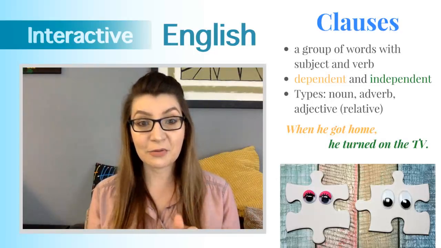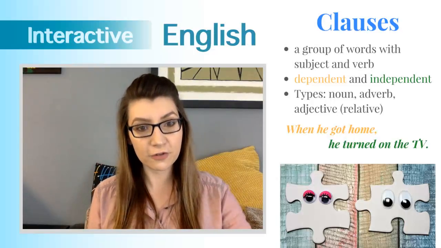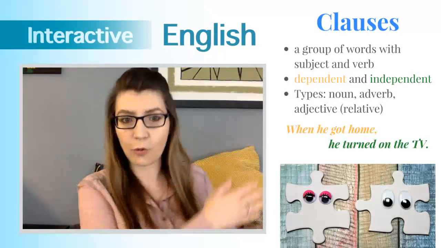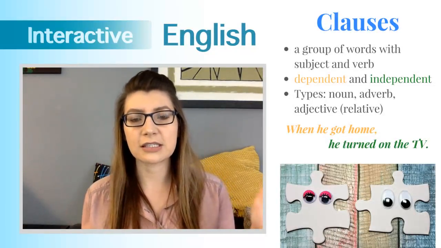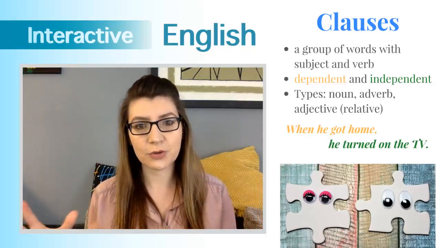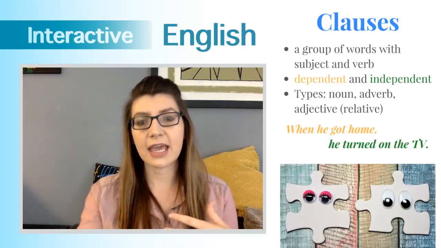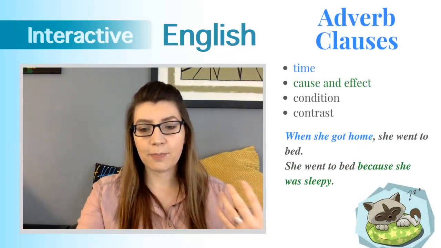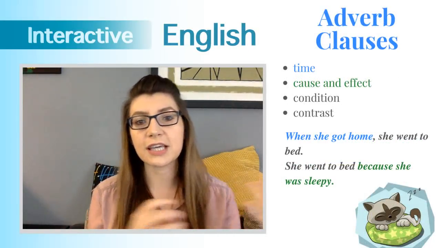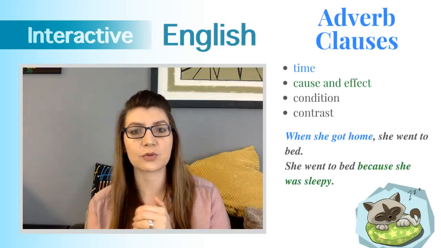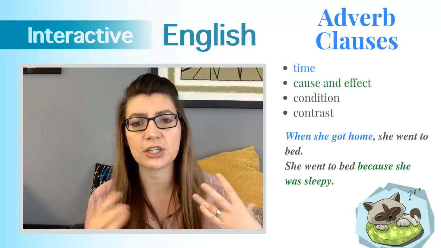It's very important. And the one I have here, when he got home, it is a time clause. It's not a future because it's in the past. When he got home, happened already, but it is a time clause. And what do I mean by time clauses? So in English, we have noun clauses, we have adverb clauses, and we have adjective clauses. And some of the adverb clauses include time clauses, and those are the ones we're talking about today. But there are other adverb clauses too, like cause and effect, condition, and contrast.